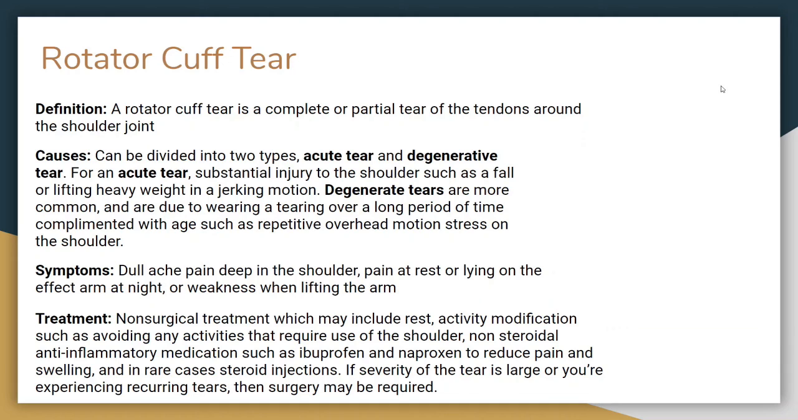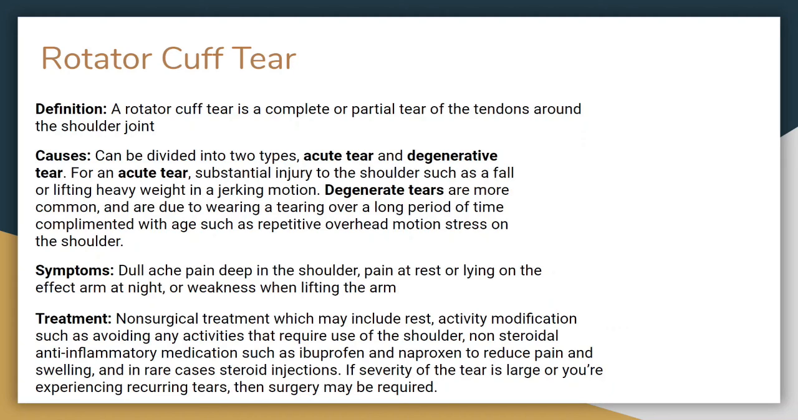A rotator cuff tear is a complete or partial tear of the tendons around the shoulder joint. It can be divided into two types, known as the acute tear and the degenerative tear. An acute tear can be caused by a substantial injury to the shoulder, such as a fall, lifting heavy weight, or a jerking motion.